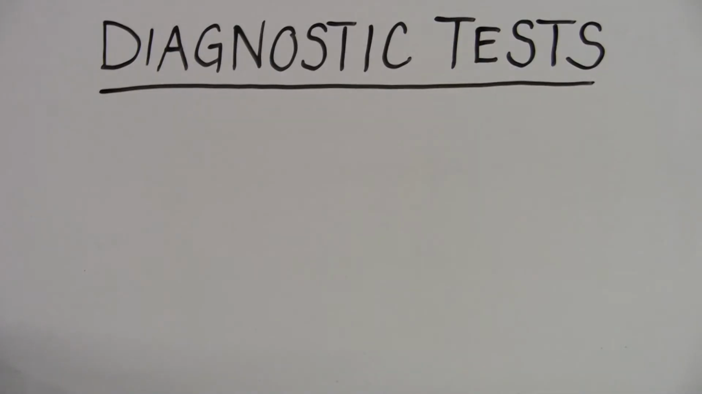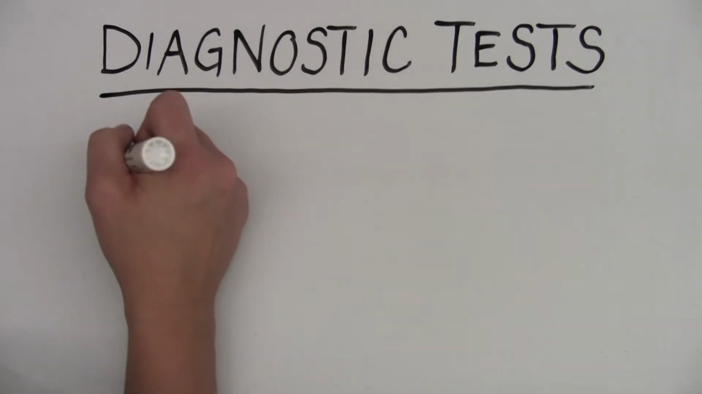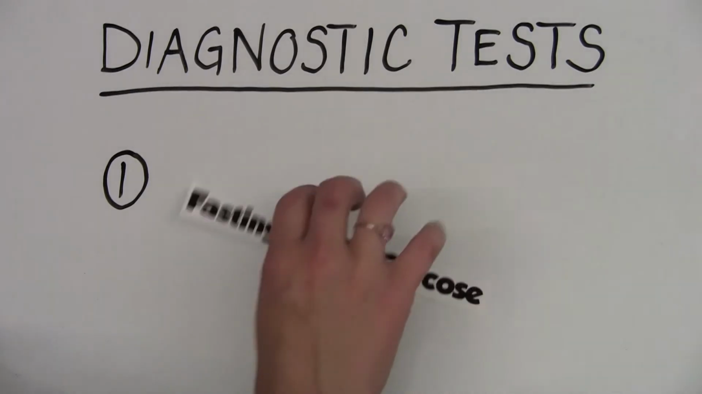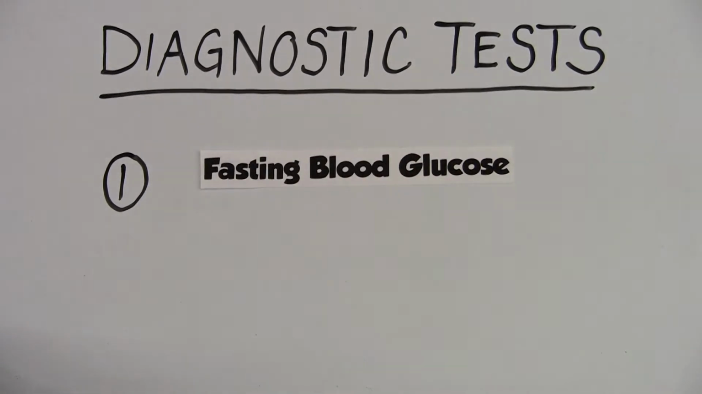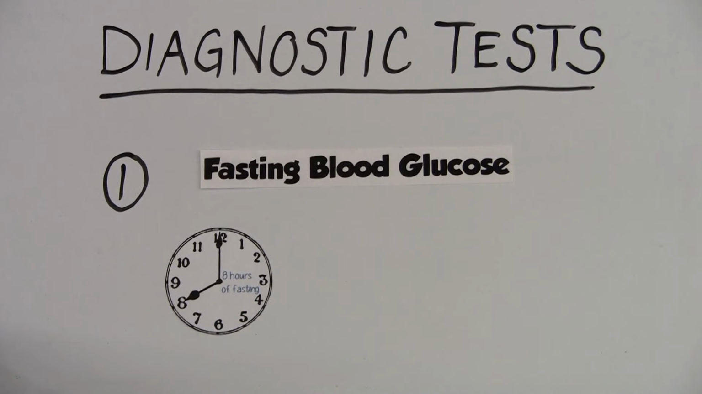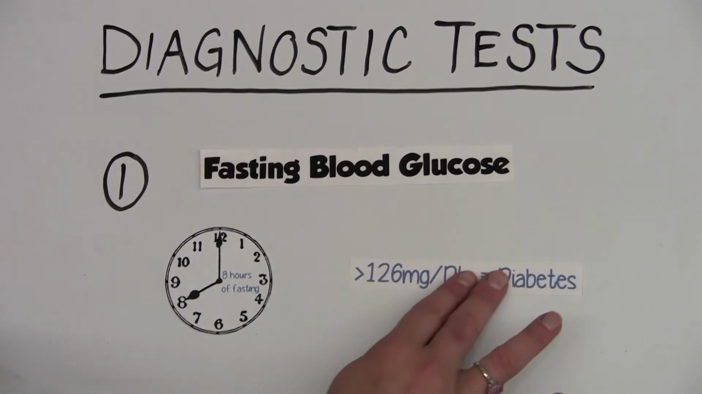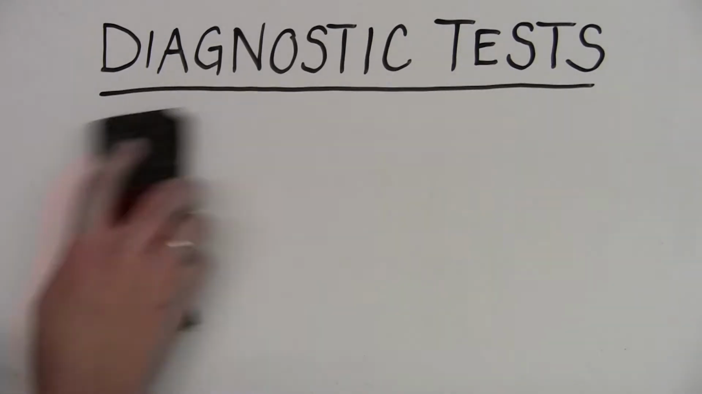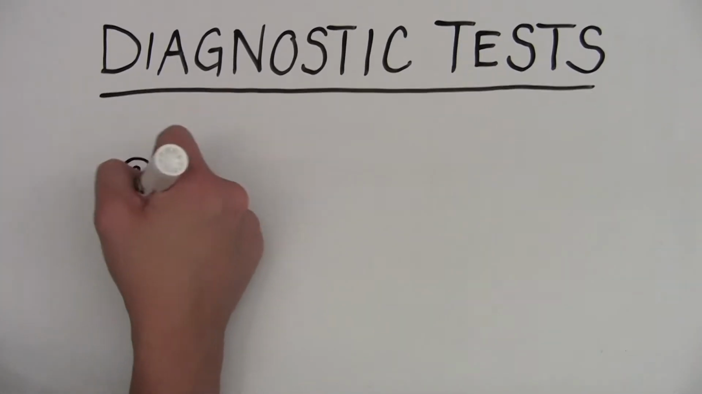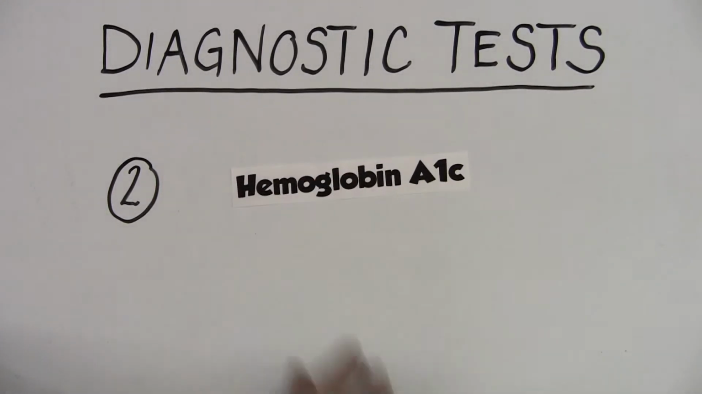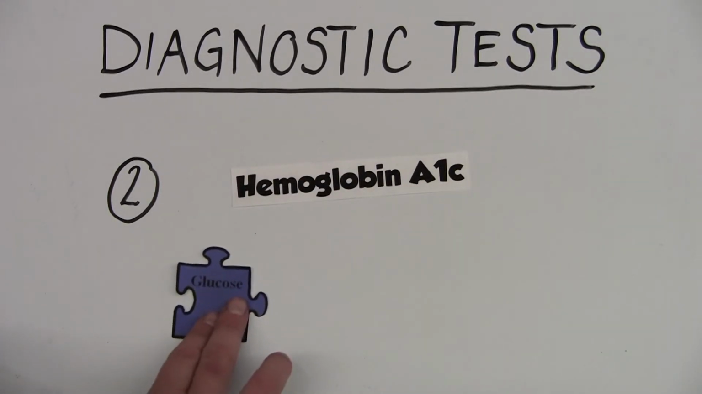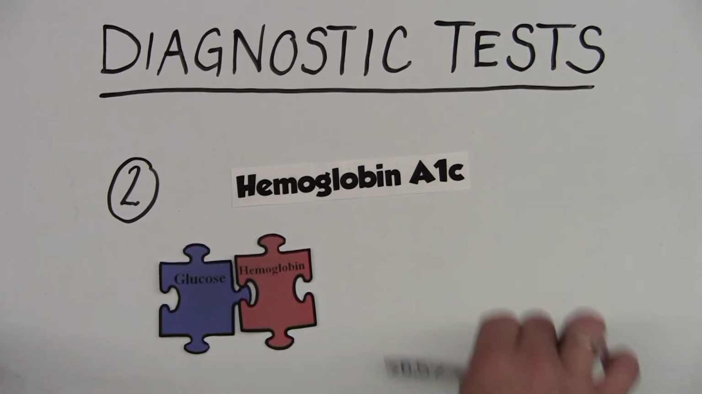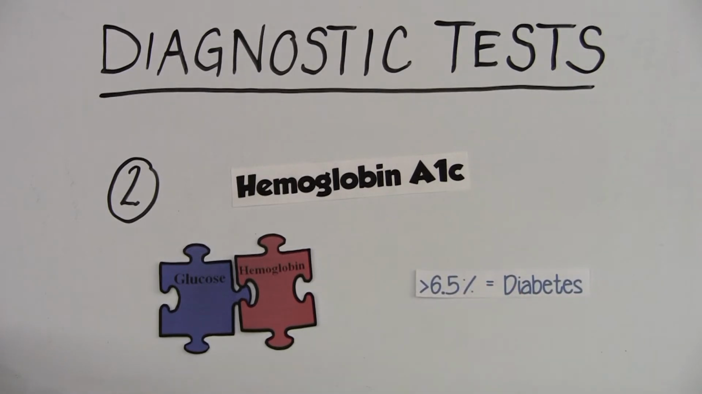Diagnostic tests. There are 3 main lab tests a doctor can order to determine whether or not you have diabetes. One diagnostic test is a fasting blood glucose test. This will measure the glucose or blood sugar levels after 8 hours of fasting. A glucose level of greater than or equal to 126 milligrams per deciliter is indicative of diabetes. Another diagnostic test is the hemoglobin A1C test. This measures the percentage of total hemoglobin in the body that is bound to glucose. A value of greater than or equal to 6.5% is indicative of diabetes.